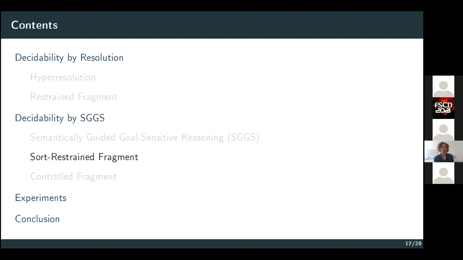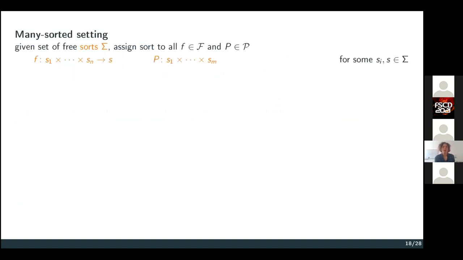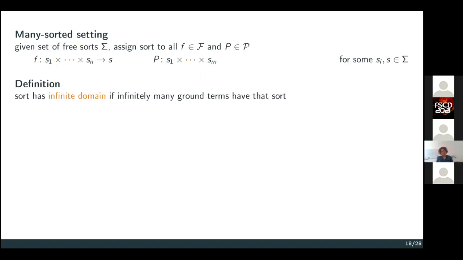Okay, so why are we interested in SGGS? Well, to decide more problems, and the next fragment I want to talk about is the sort restraint fragment. So for this, we will move to a many-sorted setting. So we consider a set of sorts, sigma, and we assume now that all function symbols and all predicate symbols are assigned some sorts. Okay, now, a key property of sorts for this definition of the sort restraint fragment is the following. We call a sort to have infinite domain if there are infinitely many ground terms of that sort. And otherwise, the sort is said to have finite domain.